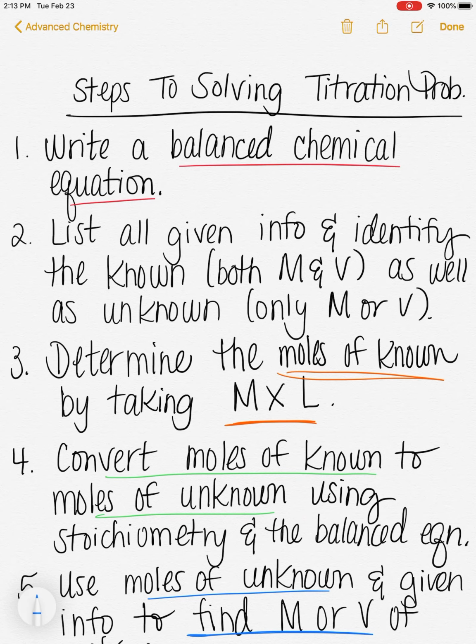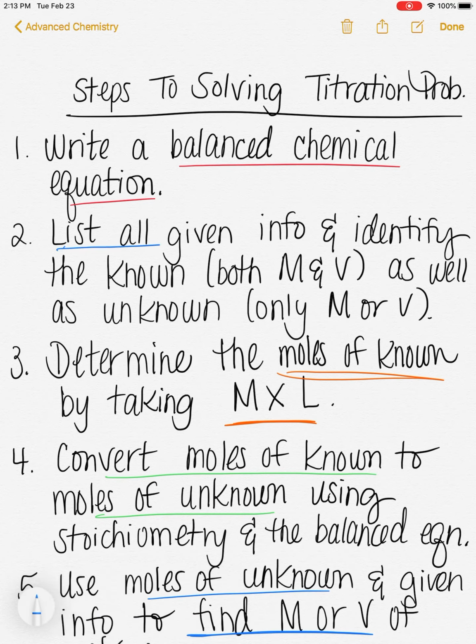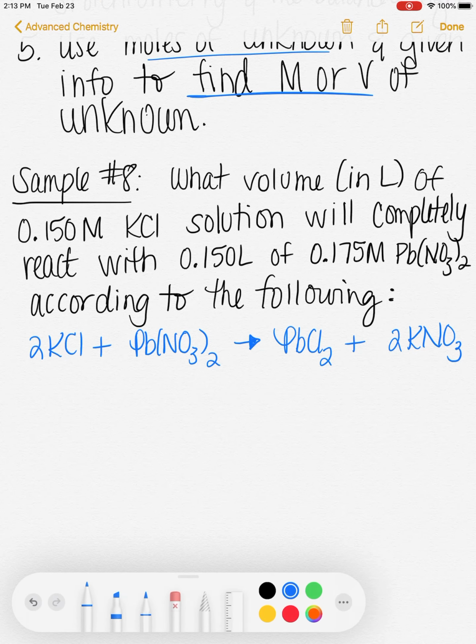Step 2 says, oh, I guess I forgot that when we were going through our list. My apologies. It says that we should list all given information, and we should identify the known, where both molarity and volume are given, as well as the unknown. The unknown is the substance where they only tell you either molarity or volume. All right, so now I'm going to do step 2. I'm going to list everything they tell me.